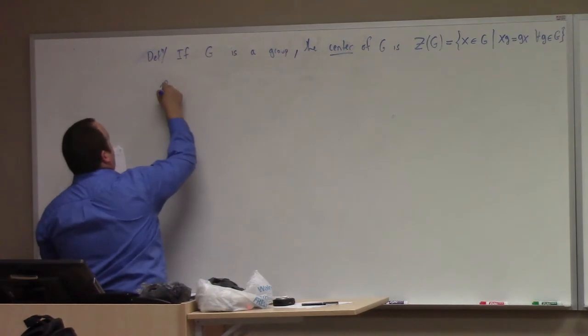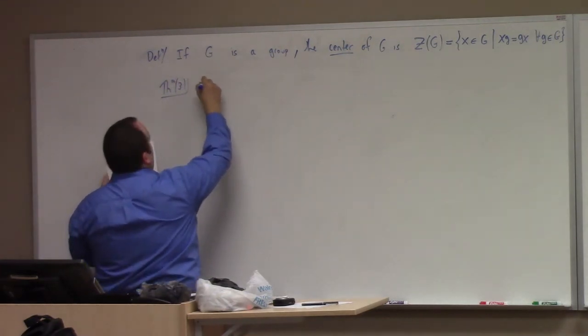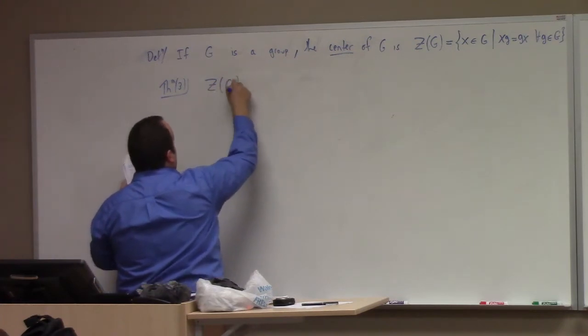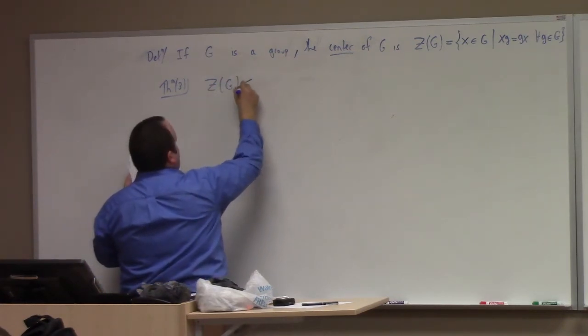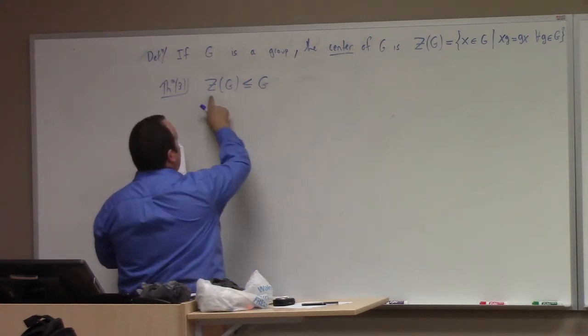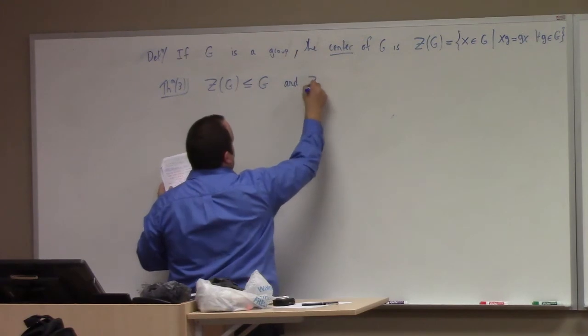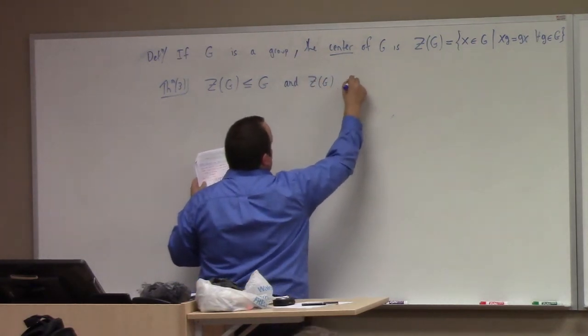So theorem 3, and I should do it, I don't know. I do have another whole day set aside for cyclic groups, so I suppose I don't need to hurry. But Z of G is a subgroup of G, and the center is abelian.